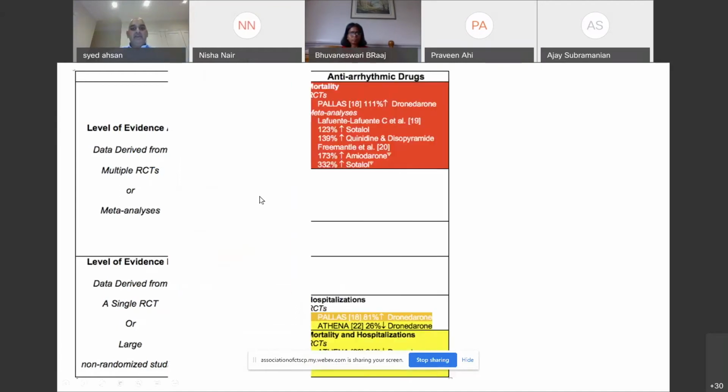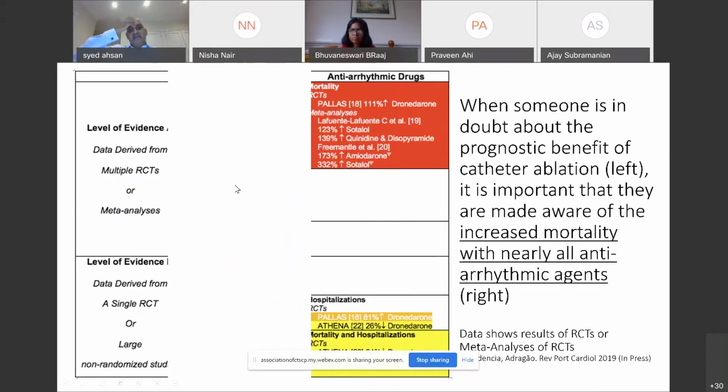And if we look at the data, what's important to explain to patients is that antiarrhythmic drugs carry a significantly increased mortality. One of my colleagues did a meta-analysis on this, which is in press now. And it's quite dramatic if you look at it. If you look at the numbers there in red, sotalol, quinidine, amiodarone are all drugs which increase mortality. So these are not benign medications that we're putting patients on. They carry an increased risk, and it's important for us to be aware of that, and important for our patients to be aware of that.